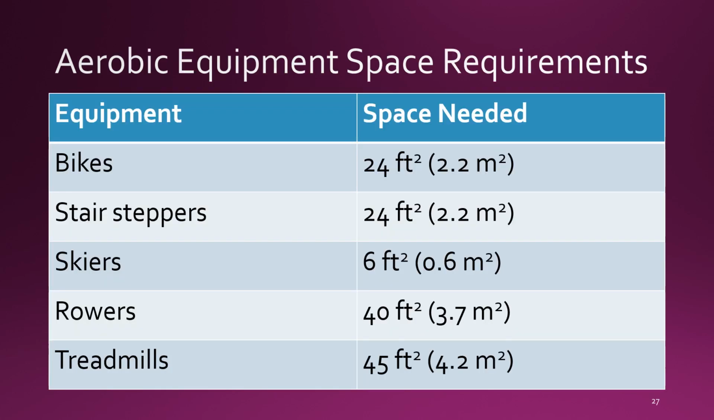Okay, this is a summary chart for you in terms of how much space each type of equipment needs in between it. Bikes need to be spaced 24 square feet apart, stair steppers 24 square feet apart, skiers 6 feet apart, rowing machines 40 feet apart, treadmills 45.